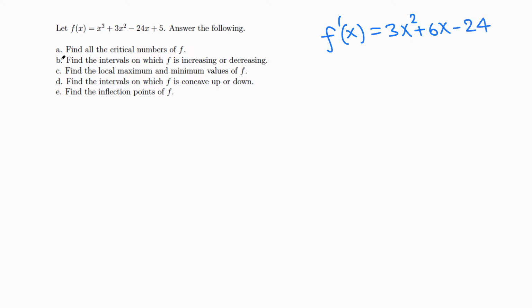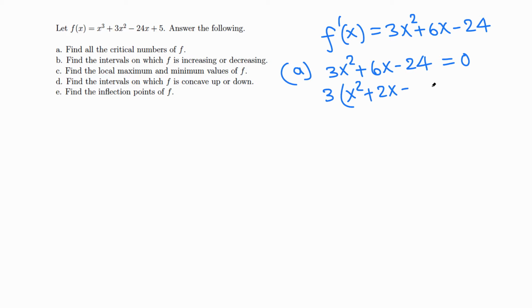Okay. Now for part A, to find critical numbers or critical points, we need to set this equal to 0. Let's solve for x. 3, 6, 24, 3 divides all of them. So x squared plus 2x minus 3, since 3 goes into 24 8 times, equals 0.